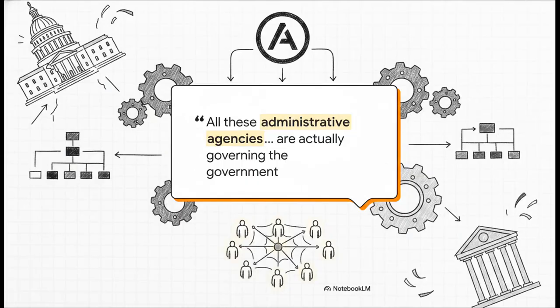Because the traditional branches of government have been superseded, we get this stark conclusion from the text. All these administrative agencies within the states are actually governing the government. Why? Because you're considered part of the United States corporation. They manage the population through a pervasive, unavoidable corporate framework.